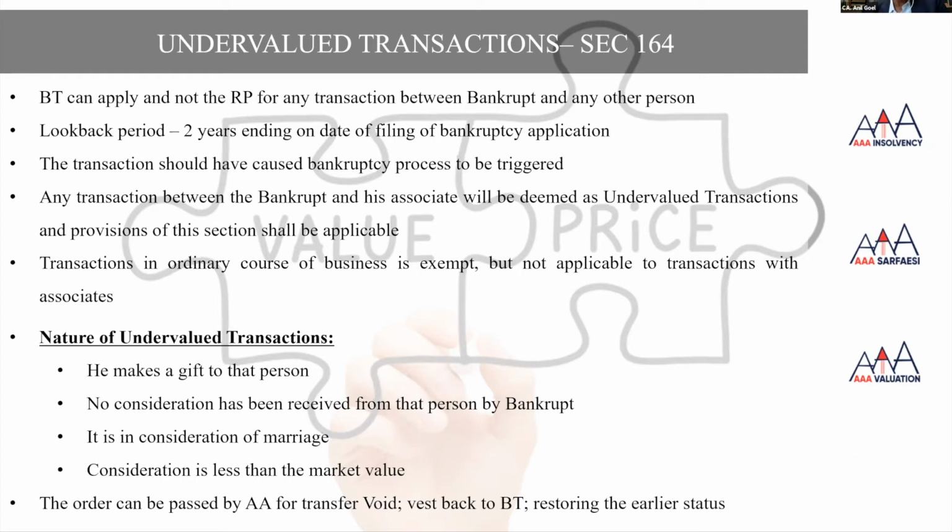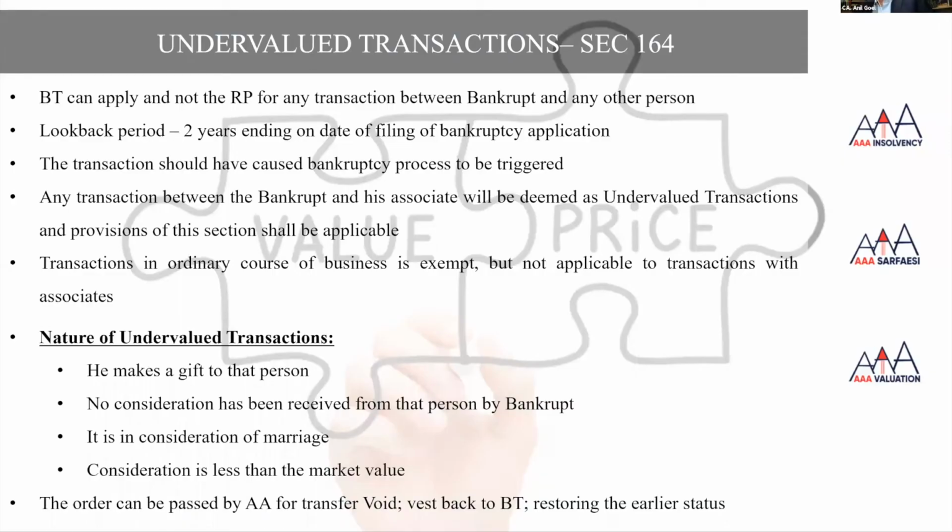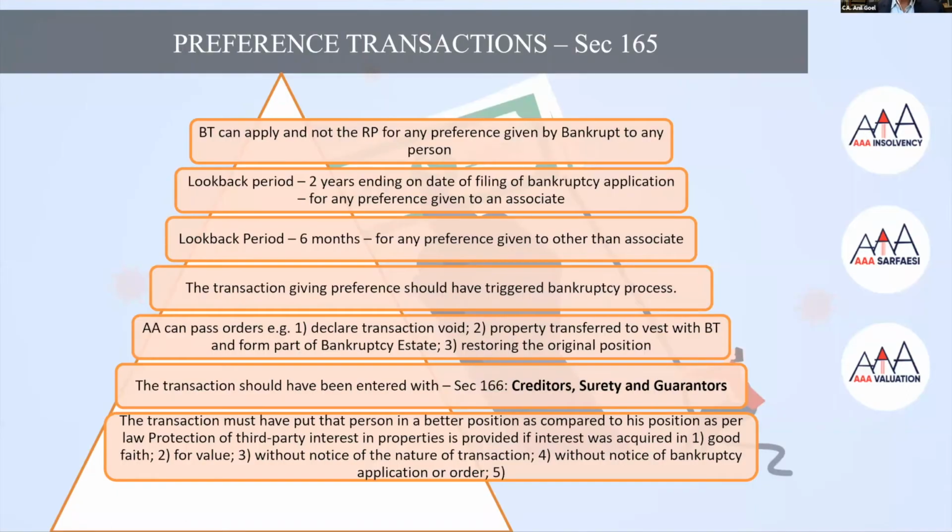but there are a lot of questions coming, what kind of avoidance transactions we have to handle. So the RP is not supposed to handle any kind of avoidance transactions under section 164 or 165, none, nothing. This is not your role. It is the role of the bankruptcy trustee. So coming to the preferential transactions or transactions under section 165, it is also for the bankruptcy trustee and not for the RP. The look back period is 2 years from the date of filing of the bankruptcy application.